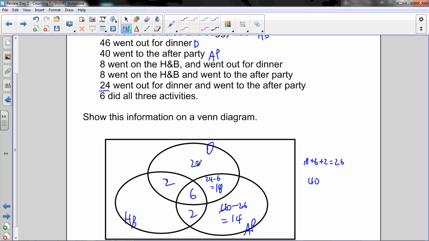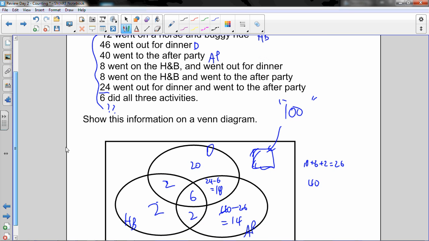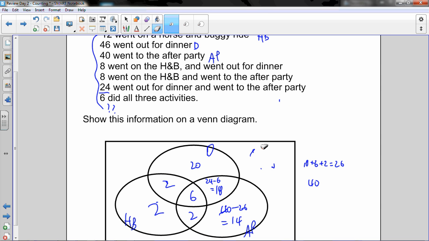You can check this. This is 20 in here, 2 in there. And this question, this would be people who were surveyed out here that didn't participate in any of the activities, but that information's not there, so we can't add this. Notice that sometimes it will say something like 100 people were asked altogether. We'd have to add all these up and subtract it from 100 to see who didn't get counted. But that wasn't the case, so we're going to stop there.